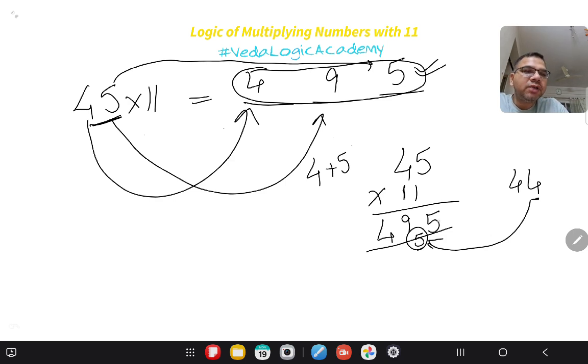For the last part of the answer, it is the last digit of the number. The first part is the first digit, and in the middle we are just adding both of the numbers. That's how we have done it here as well.